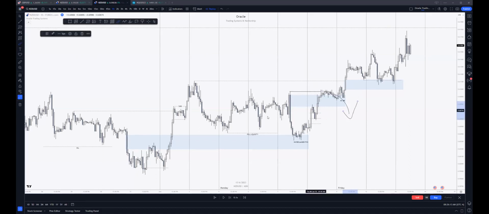It doesn't give us a pullback. Why doesn't it give us a pullback? Because we're in a breaker, so it starts to hold this as support, again displacing away. This is what we like to see. As soon as we see this displace away, we're no longer looking at things below here if we're in bullish order flow. So we're going to see what happens above this level.